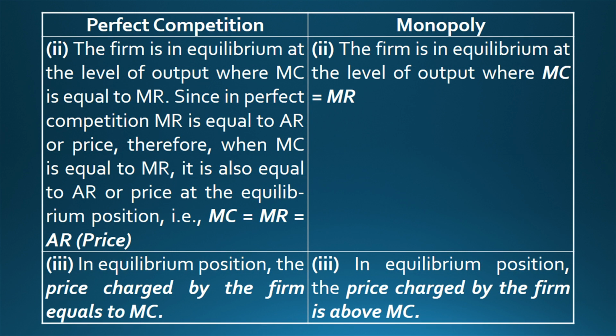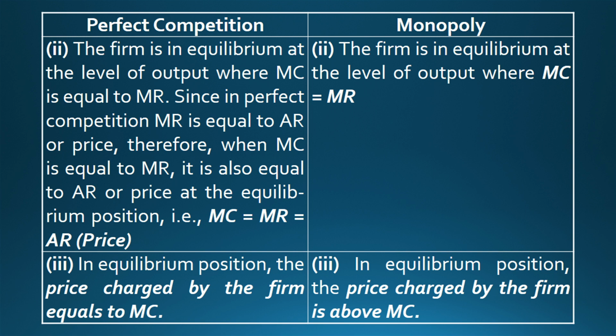2. Under perfect competition, the firm is in equilibrium at the level of output where MC is equal to MR. Since in perfect competition MR is equal to AR or price, therefore, when MC is equal to MR, it is also equal to AR or price at the equilibrium position, that is, MC is equal to MR is equal to AR or price. Under monopoly, the firm is in equilibrium at the level of output where MC is equal to MR.